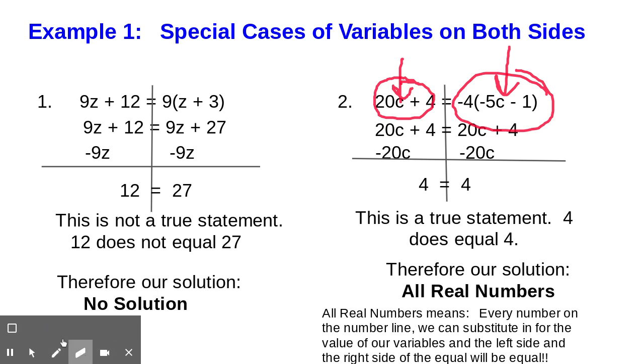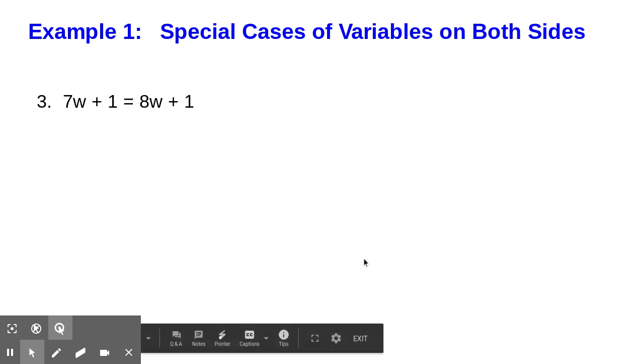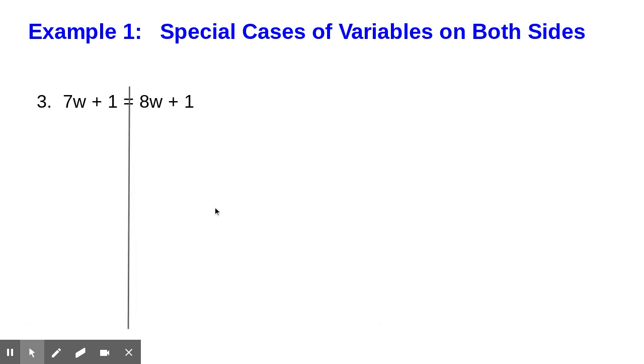And that is all numbers. Okay, so let's take a look at another example. All right, so I have 7w plus 1 equals 8w plus 1. First step, draw your line going down through the equal sign. Okay, now if you can look here, I didn't have to do the distributive property. There was nothing to combine on the left side or the right side, but what I could do is my baby bear and my mama bear step.